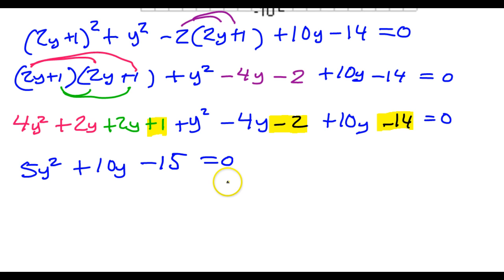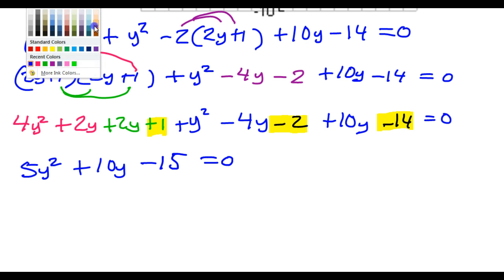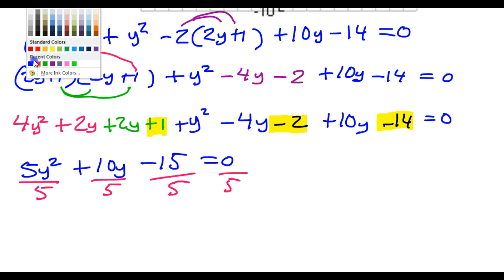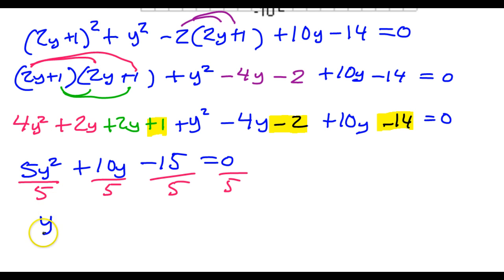Notice that all three of these happen to be divisible by the same thing. So this step is optional, but why not make your life easier by dividing everything by 5? You do it. Okay, so that's going to leave y squared plus 2y minus 3 equals 0.